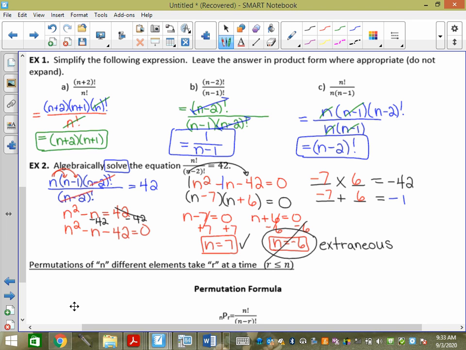So you must always tell them that, hey, I got the solution. It is a solution to this equation, right? But it doesn't work. So it's extraneous.